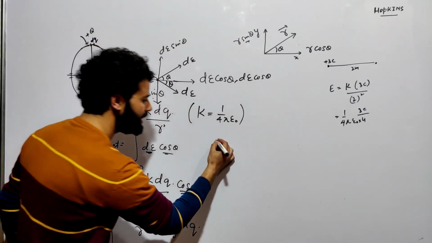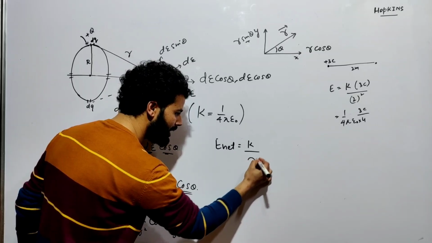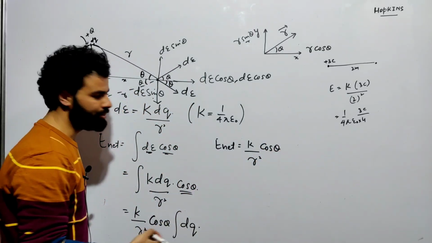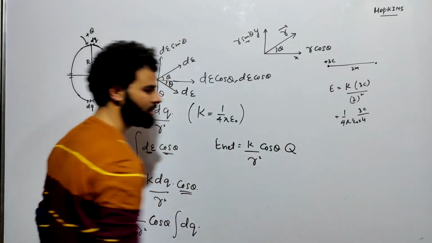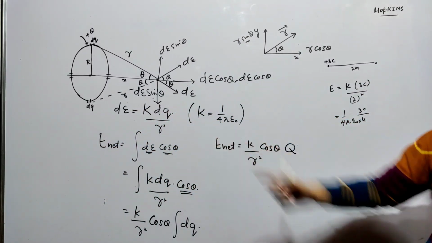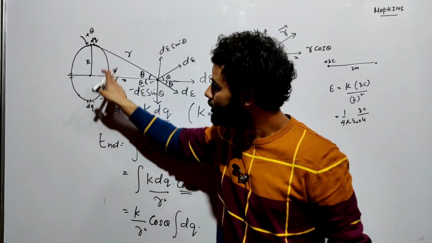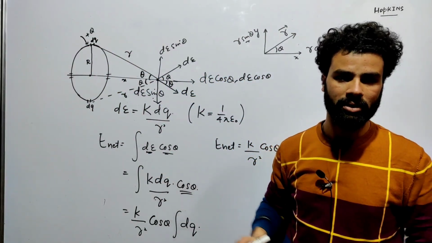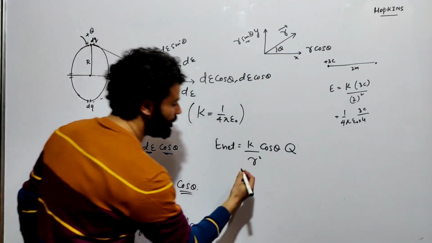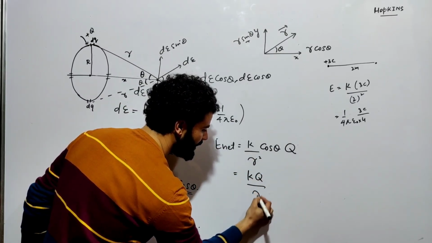And if I write E net here, that would be k divided by r square and cos theta, and integral of dq would be q. Simple. Integration of dx is x, integration of dy is y, integration of dz is z, integration of dq is q. Or simply, if I'm integrating this dq, that would give me the total charge. You remember the example, okay? So that would be k q divided by r square.